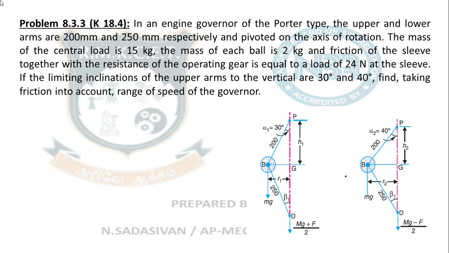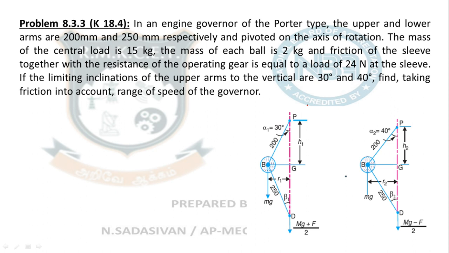Which angle? Look at the diagram. This is 200, this is 250, even though they are directly hinged on the axis. Since the length is different, definitely this angle will be different. So alpha and beta are different, which means you have to find Q and substitute Q in the formula. This problem is a little bit complicated, right? It's not difficult, but you have to use another formula, not the formula you used earlier.